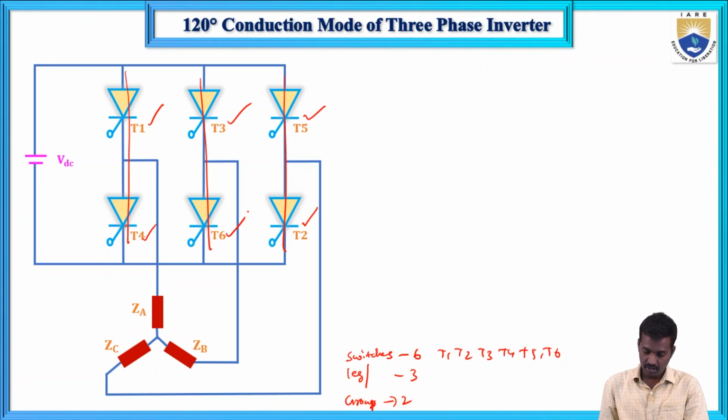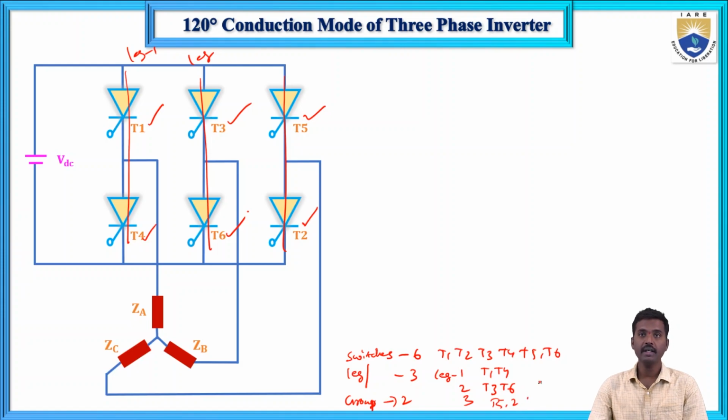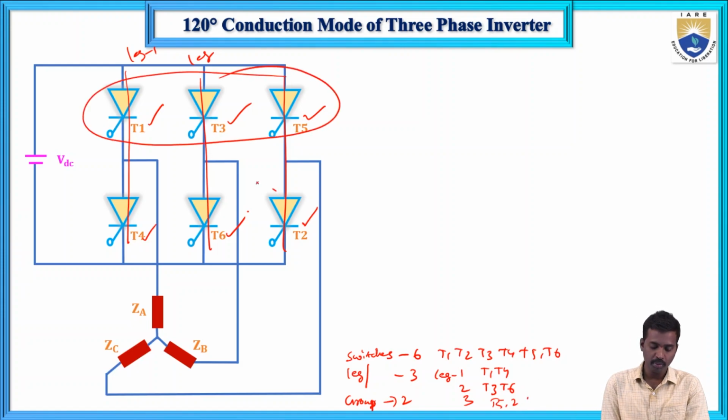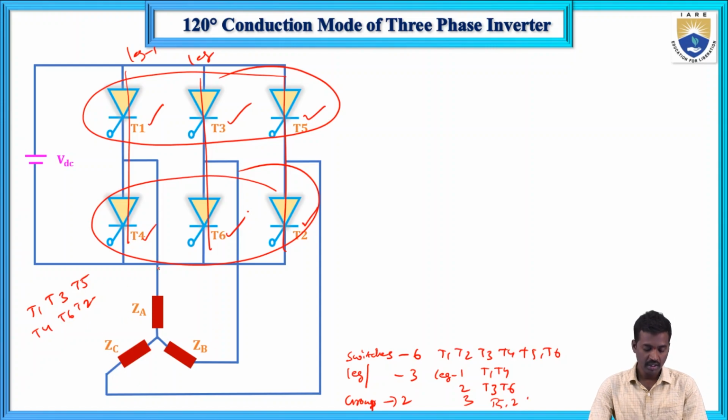Now, in leg 1 we have T1 and T4. In leg 2, T3 and T6, and in leg 3, T5 and T2. And here there are 2 groups, the upper group and the lower group. Upper group switches are denoted as T1, T3 and T5, and lower group switches are T4, T6 and T2. And here there is one DC source and one load. Here the load is a balanced star connected load.